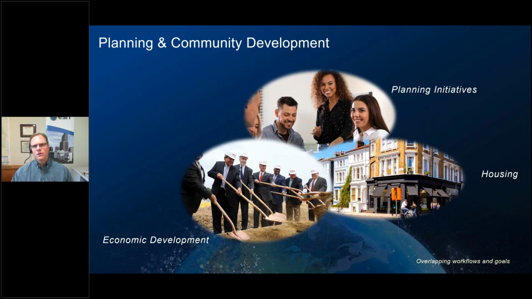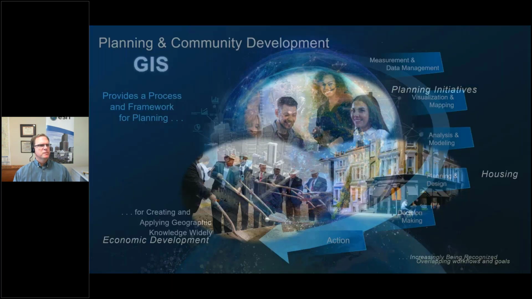So even though, for most cities and counties, this is three different departments, right? They'll have different names and so forth, but this is usually three different entities. But they all have overlapping workflows and goals that they're dealing with, and they're all working towards at least, hopefully, some sort of common goal together. So that's what we're going to be addressing today in our talk.